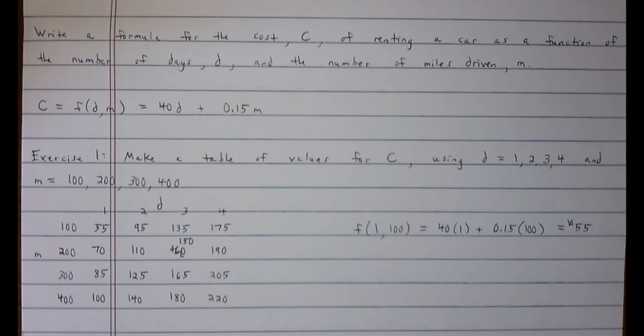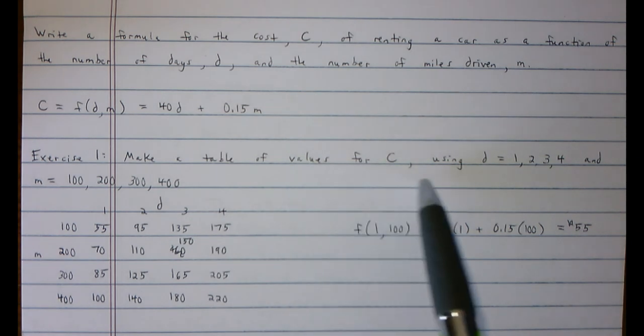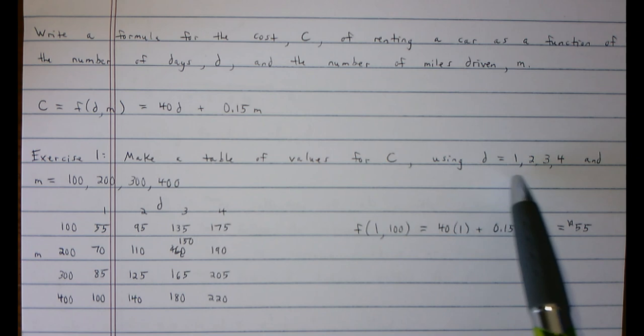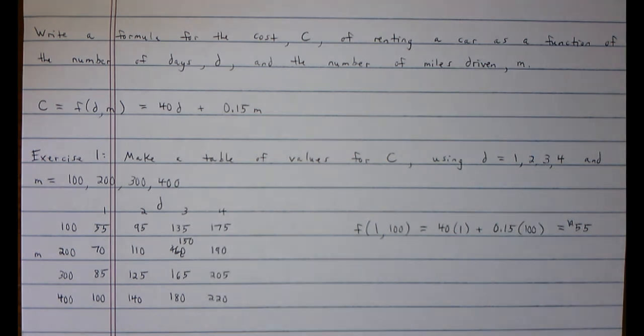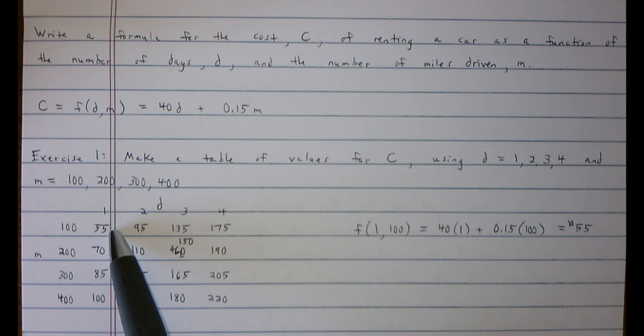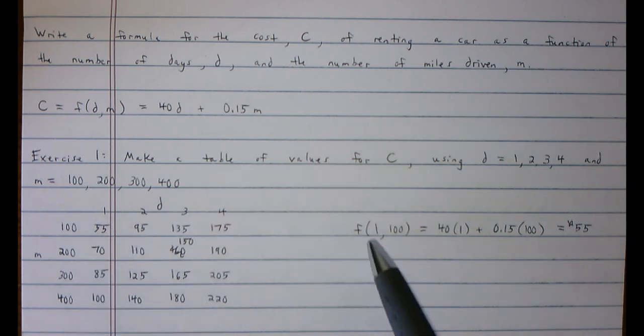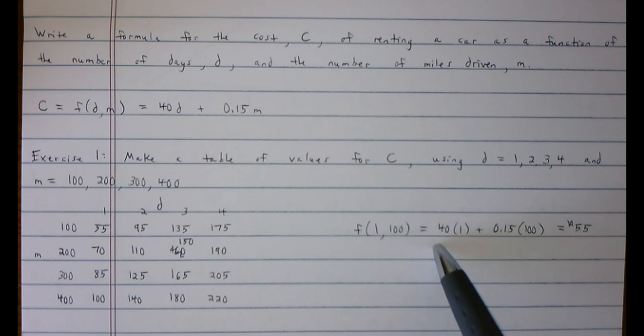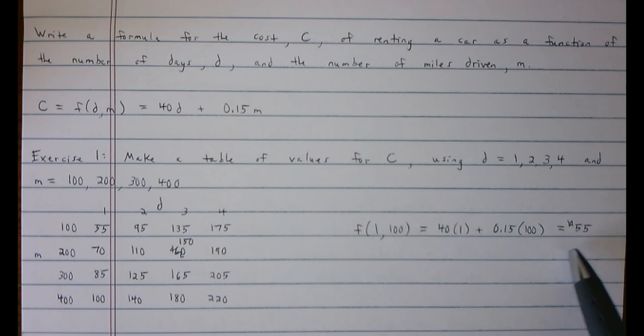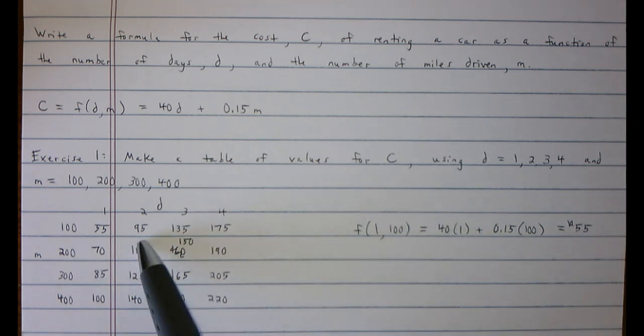Exercise 1 involves the same example, and it says make a table of values for C using the values D equals 1 through 4 and M equals 100, 200, 300, and 400. So we're going to get this table with 16 entries, and to find this very first entry, when D is 1 and M is 100, I've got the work shown off to the side. F of 1 comma 100 is 40 times 1 plus 0.15 times 100, or $55. So we could find the other entries in a similar fashion.